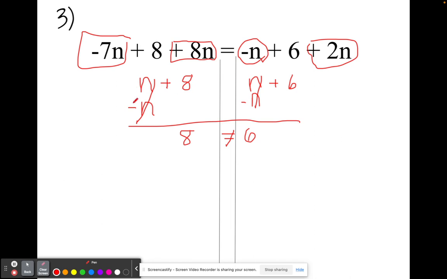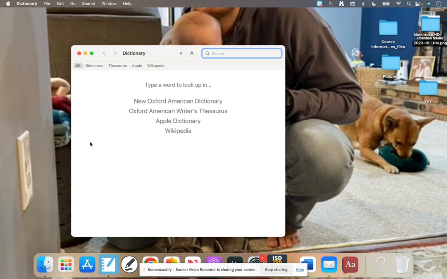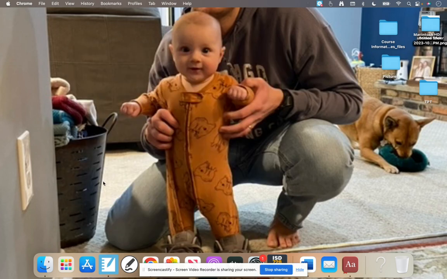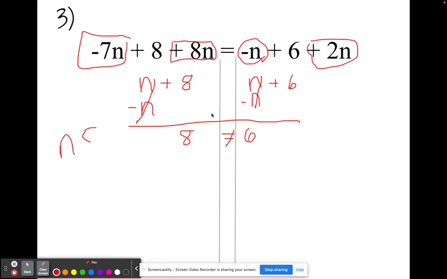Just think about it. Is there any number that if you add 8 to it will be the same as taking the same number and adding 6 to it? It just doesn't make sense. So 8 does not equal 6. Therefore, there is no solution, which we can often just write NS, no solution.